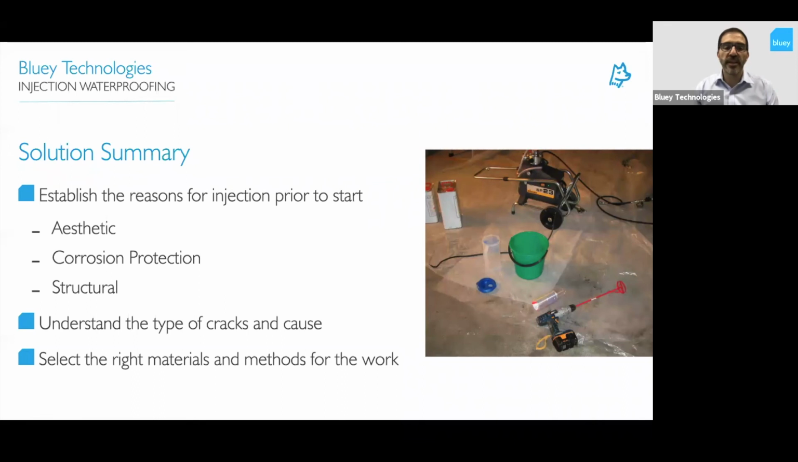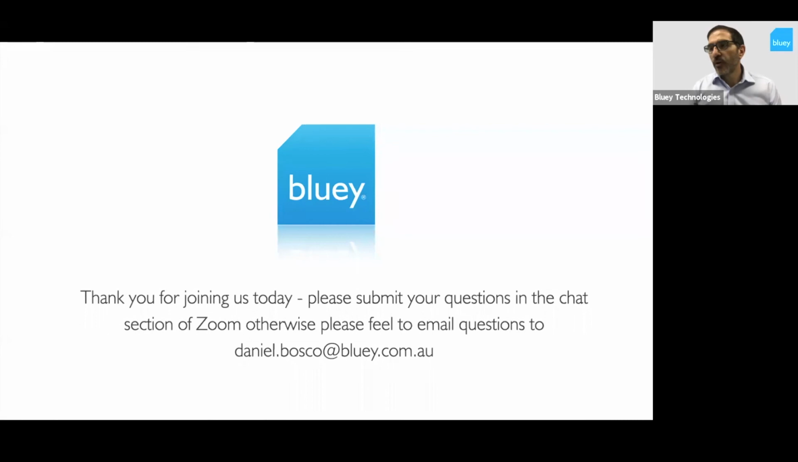And you should also select the right materials and method for the work. And we've given you some tools there to be able to ask the right questions in terms of selecting that right resin. So that's it on crack injection.